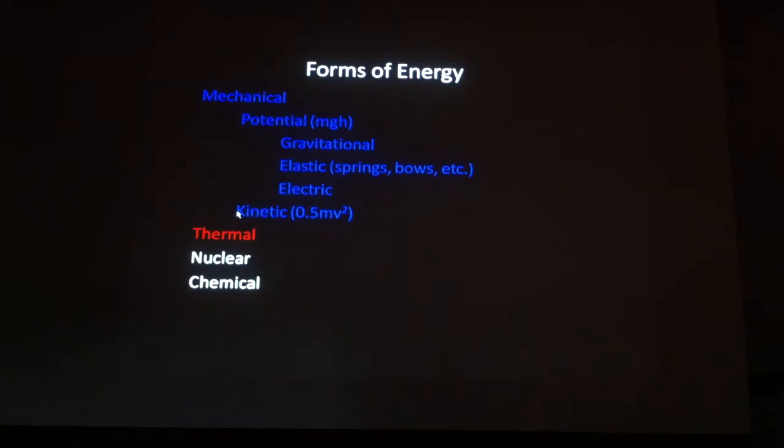Another form of energy we're going to be investigating is kinetic energy, which is another form of mechanical energy. You can calculate the amount of kinetic energy an object has by multiplying 1/2 times the mass times the square of the velocity of the object. There are other forms of energy like thermal, nuclear, and chemical energies as well, but for this portion of the class, we're going to focus on kinetic and gravitational potential energy.